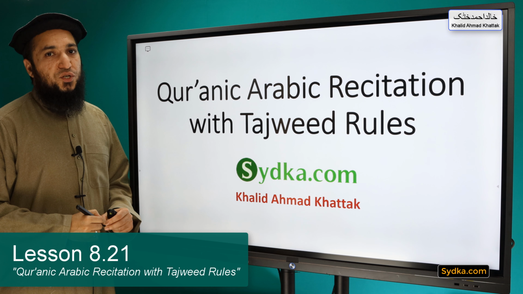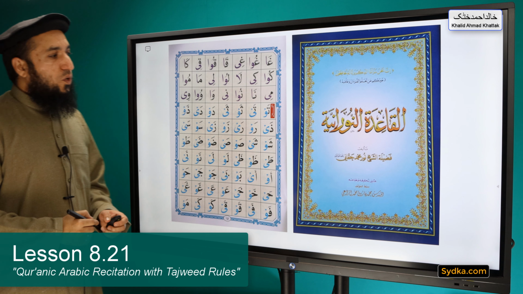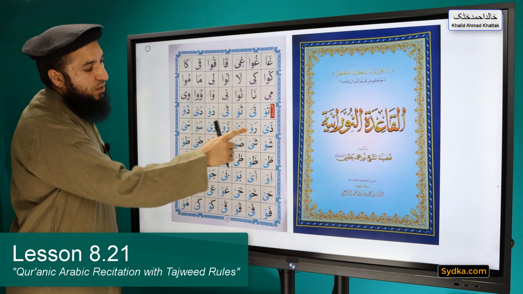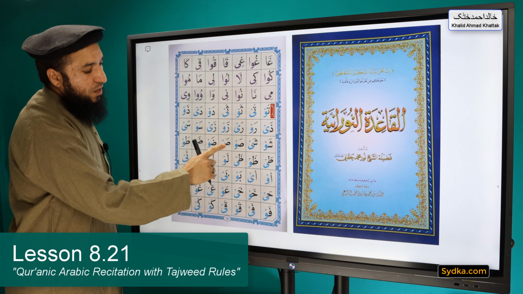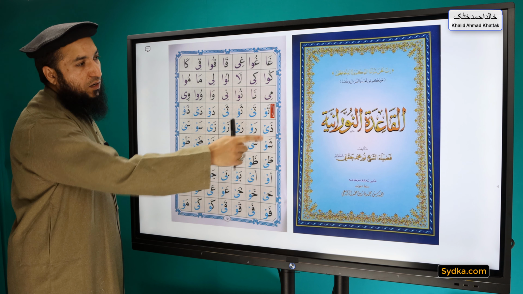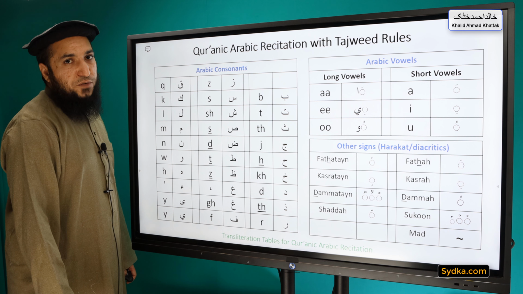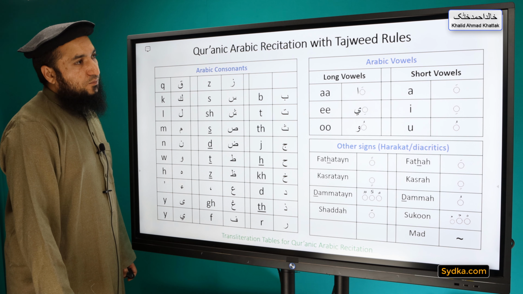Welcome back to another session of Qur'anic Arabic recitation with Tajweed rules. In this session, we will be studying another 8 syllables. That's from here till there. And it is on page number 15 of Al-Qaeda Nuraniya. This slide is just a reminder for transliteration purposes.